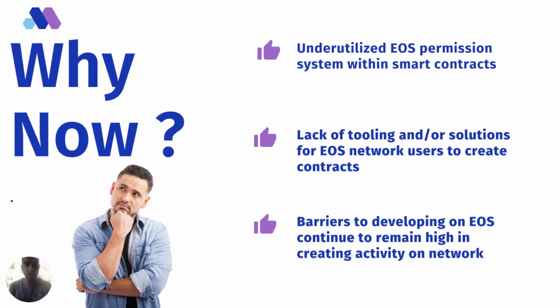So why now? We know that we have an underutilized EOS network, right? Extensive permission systems, for example, within our contracts are very impressive and really unprecedented across much of the crypto space. But there's still a lack of tooling and solutions for general users to express themselves through contracts. And barriers to developing on EOS still remain relatively high, and that really suppresses activity on the network.